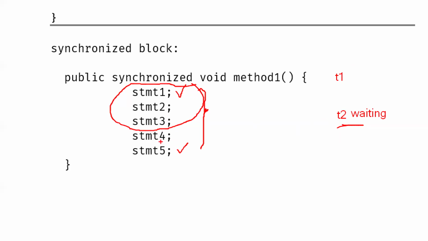If all the statements are critical, for example, statements 1, 2, 3, 4, 5, then you can make the complete method a synchronized method. But if only some statements are critical, don't make the complete method synchronized, because waiting time will be increased. That's why we have one more concept called a synchronized block.